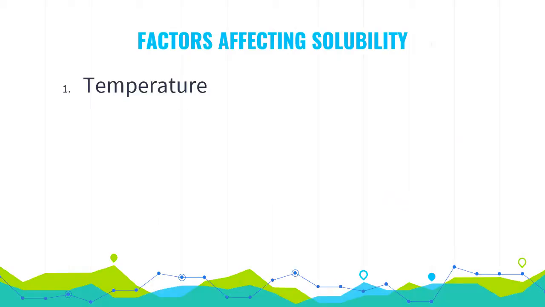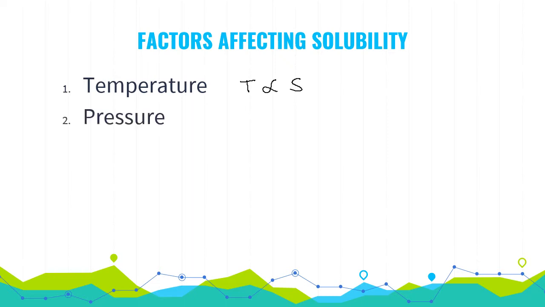The first factor we have is temperature. How does temperature affect solubility? Previously, I presented to you a solubility table. In that solubility table, we saw that there are different corresponding solubilities for different temperatures. And according to that observation, we can see that temperature is directly proportional to our solubility. This would suggest that as temperature increases, our solubility will also increase.